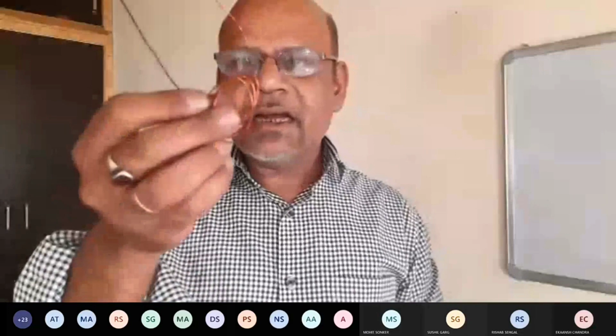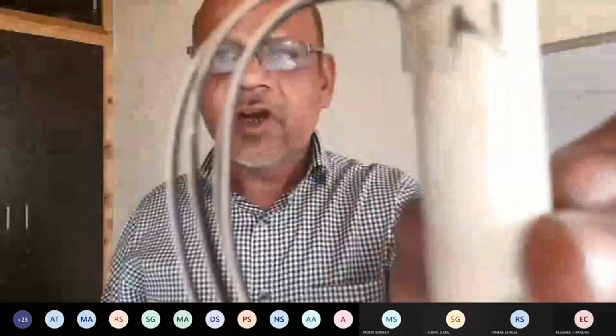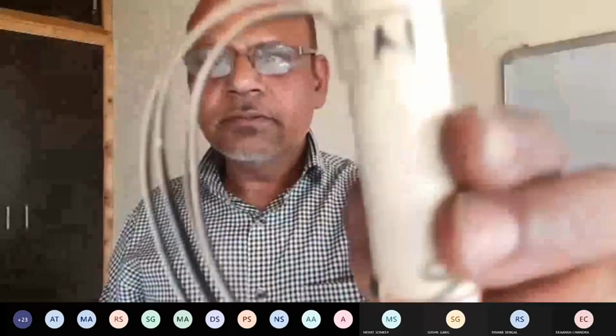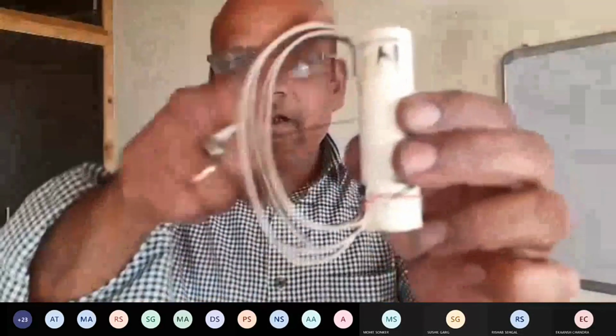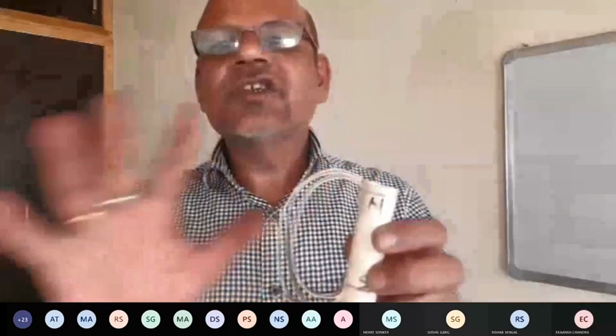So whenever a conductor is moved in a magnetic field, a magnet with north and south, there are magnetic lines of forces which are imaginary lines. They are represented. This is the area where the magnet has an influence.